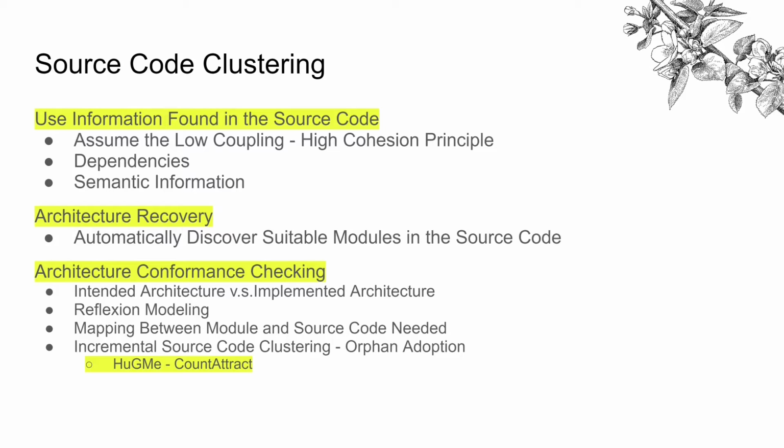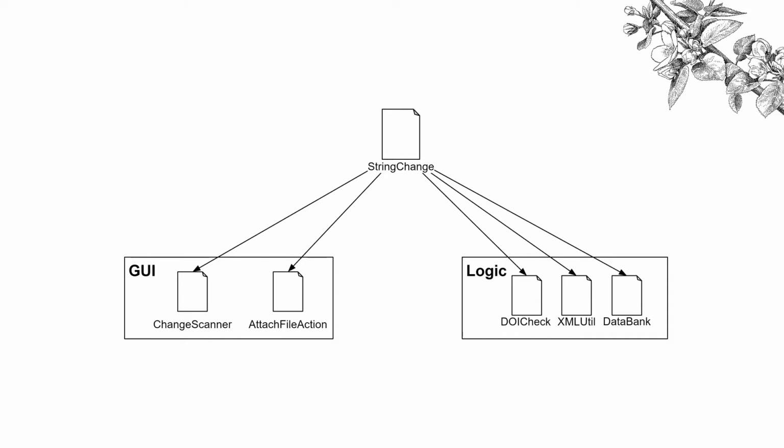One such algorithm is the HuGMe human-guided clustering method and its attraction function CountAttract, which uses the dependencies of the source code to find a suitable module for a new source code entity. In this simple example, we have two modules, graphical user interface and logic. We have a new source code entity called string change that should be automatically mapped to one of these modules. Just counting the dependencies, we can see that it would be beneficial to put string change into logic.